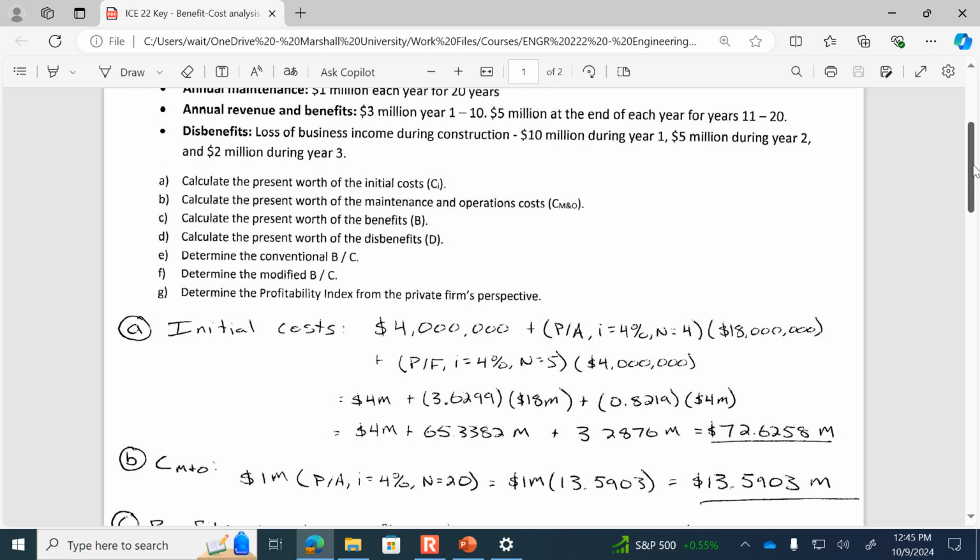The maintenance and operation costs discounted to the present are $13.59 million because there are 20 outflows of $1 million each, and then the P/A factor for 20 years at 4% is 13.59.